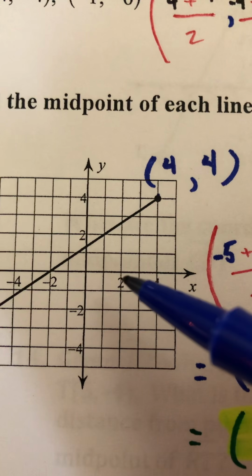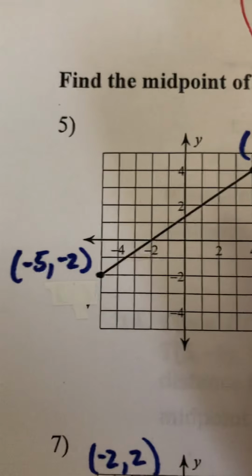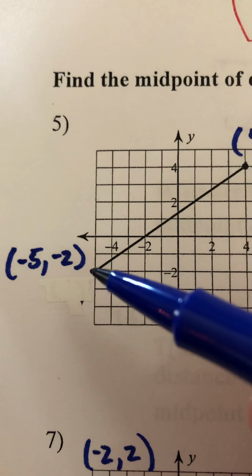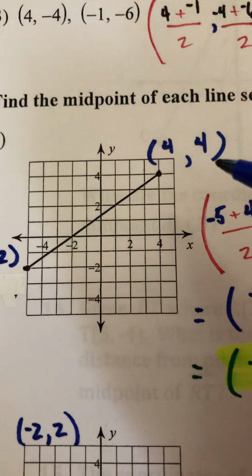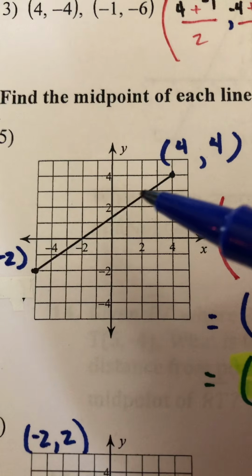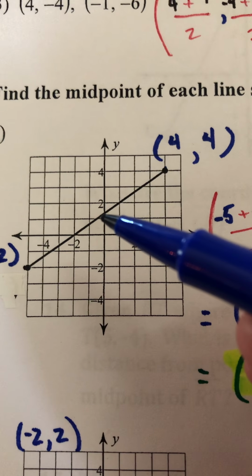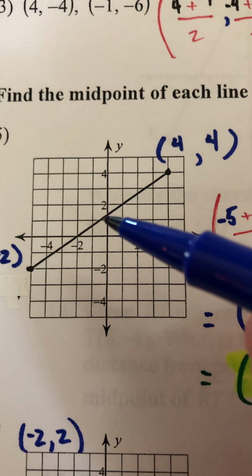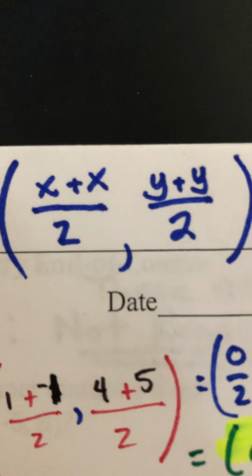If you'll look here, this address goes right 4 up 4. So that's one of my endpoints. And this address is left 5 down 2. So this address is -5, -2. These are my coordinates. If I'm trying to find the midpoint, I'm looking for the point right in the middle. It looks like it's somewhere right there, but I want an exact midpoint, so we have to use the midpoint formula. And if you'll remember, the midpoint formula is really just an average of your two coordinates.